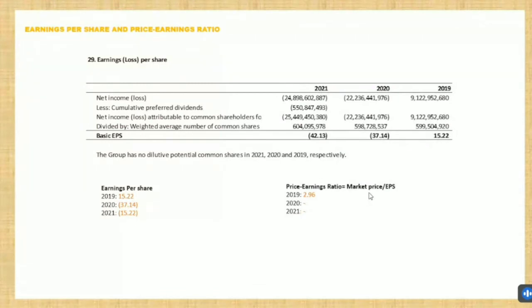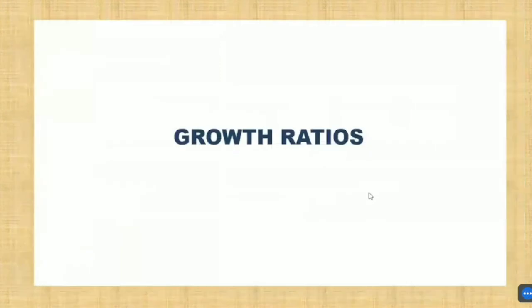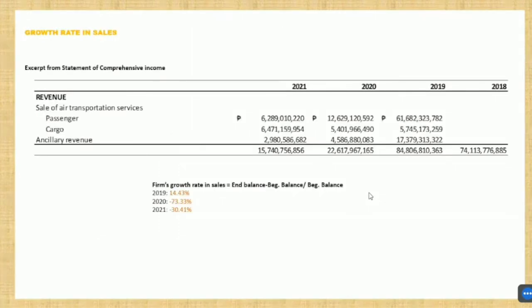So finally, we are down to the growth ratios, which next slide, which we can see the annual growth in sales. First here is the annual growth in sales, the net income and earnings per share. So the same like the previous data, this growth of sales, dito lang natin makikita yung trend kung gaano kalaki yung decrease niya in percentage.